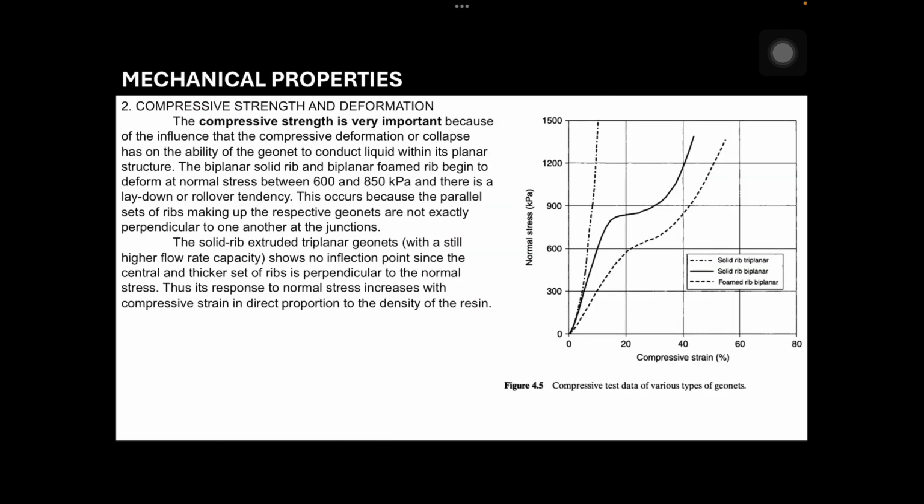Next, compressive strength and deformation. The compressive strength is very important because of the influence that compressive deformation or collapse has on the ability of the geonet to conduct liquid within its planar structure. The biplanar solid rib and biplanar foam rib begin to deform at normal stresses between 600 and 850 kilopascals, and there is a laydown or rollover tendency. This occurs because the parallel sets of ribs making up the respective geonets are not exactly perpendicular to one another at the junctions.